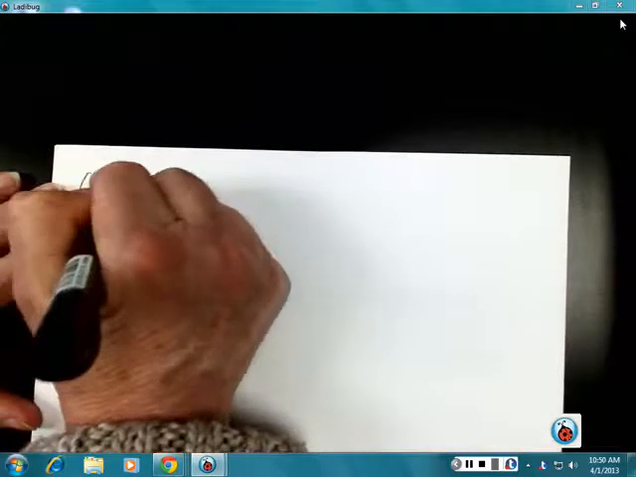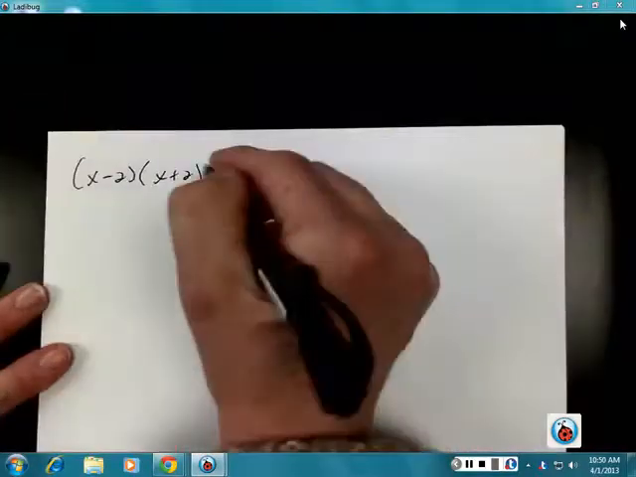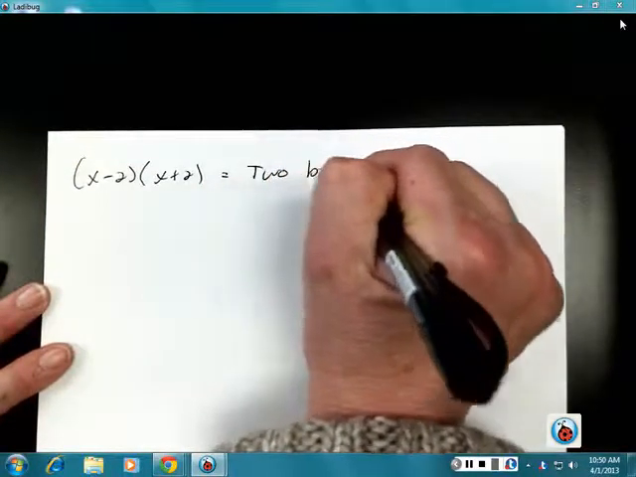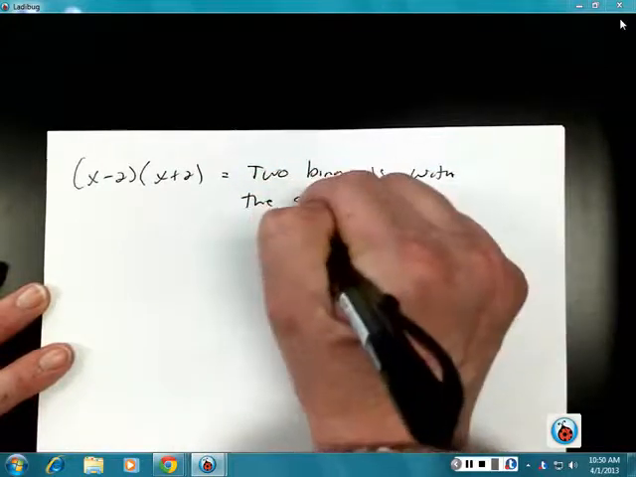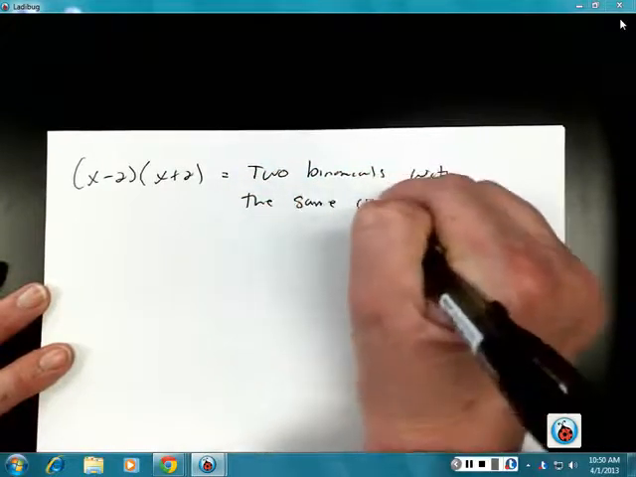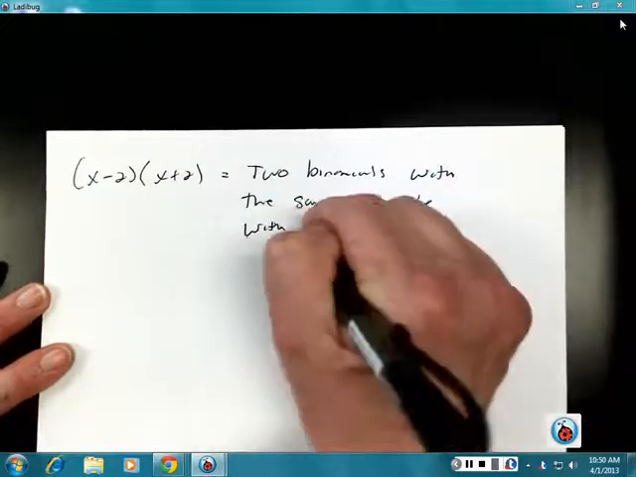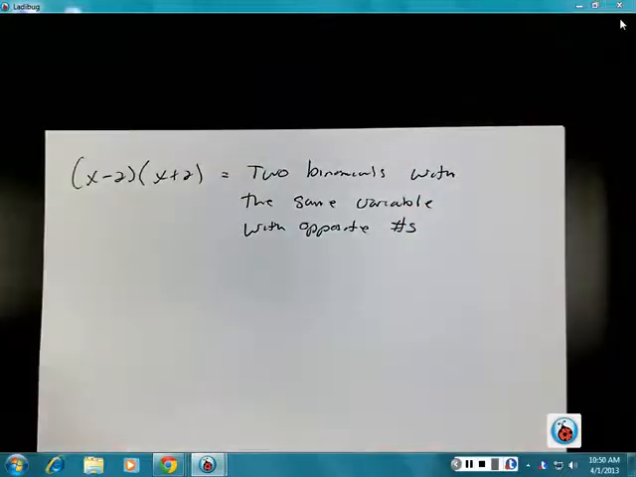The last of the specials is where they give you x minus 2 times x plus 2. That's two binomials with the same variable with opposite numbers. What happens to this one?